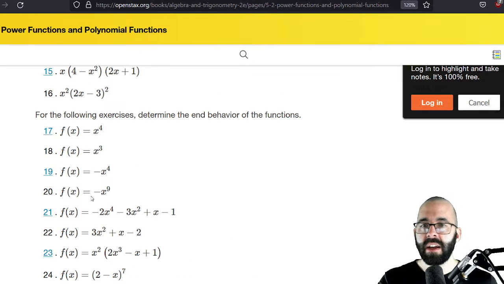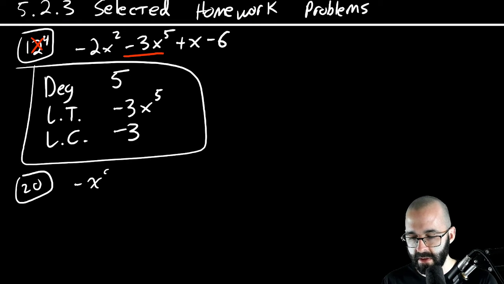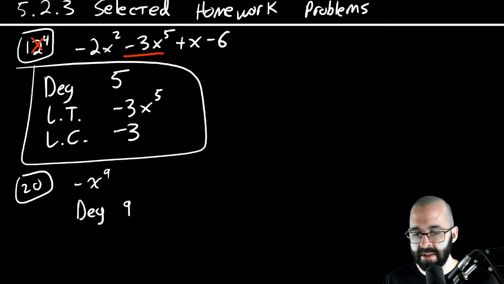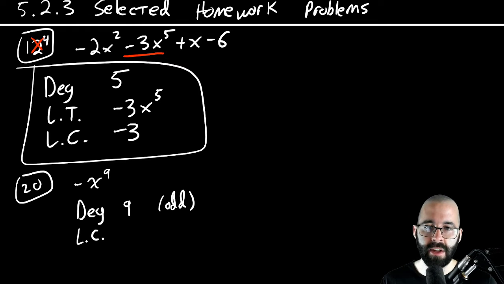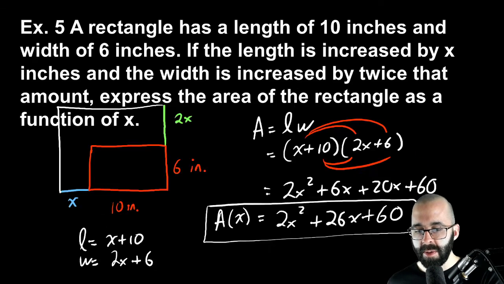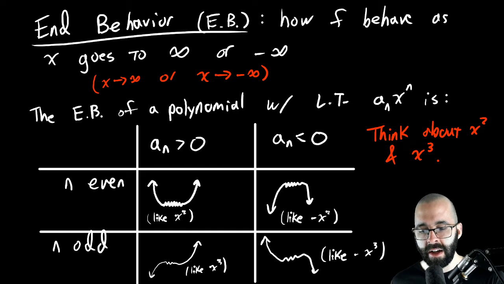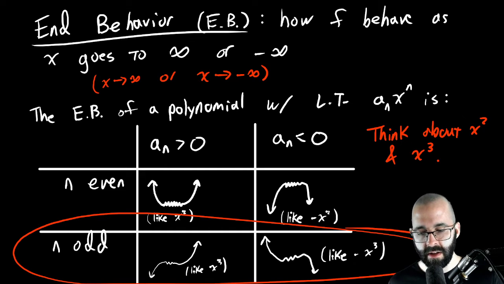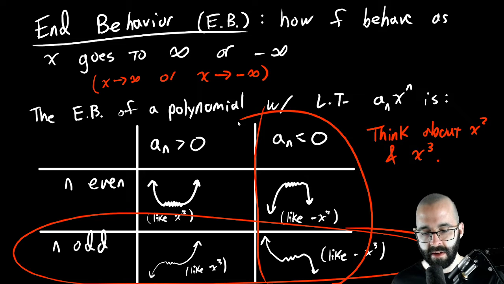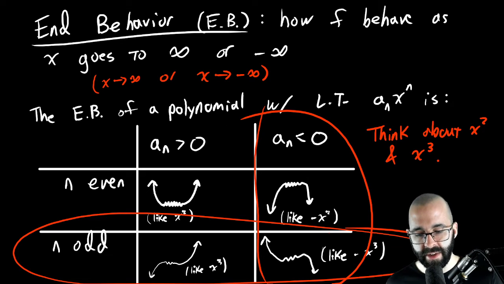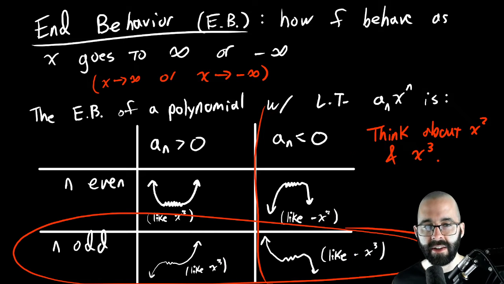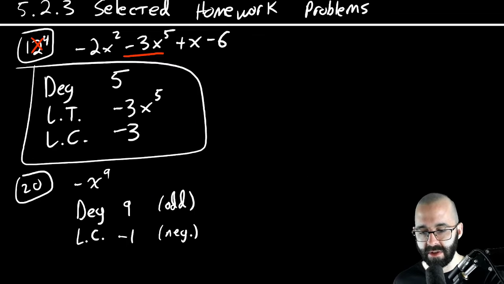Determine the end behavior of negative x to the ninth. Well, the degree is 9. That's odd. The leading coefficient, well, there's only one coefficient. It's negative 1, right? So it's negative. Oh, we got the exact same situation. We could go to our table if we wanted. It's an odd degree and a negative leading coefficient. What's the overlap? Ah, this thing. Again, that sort of negative cubic situation.